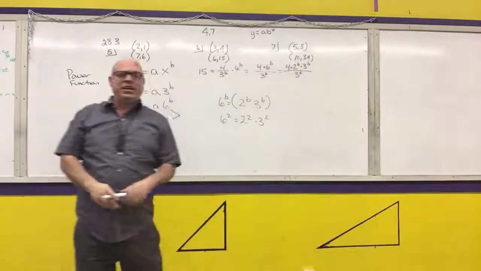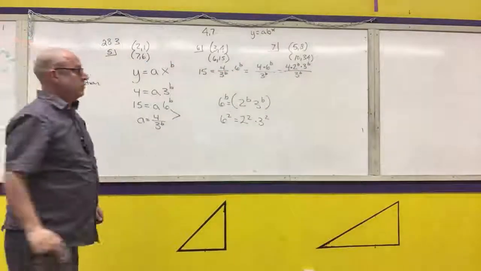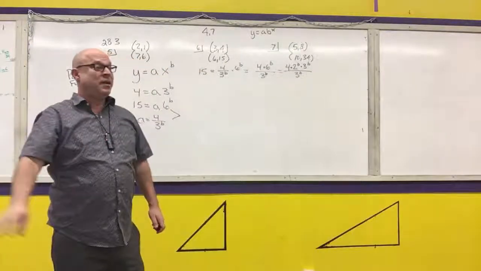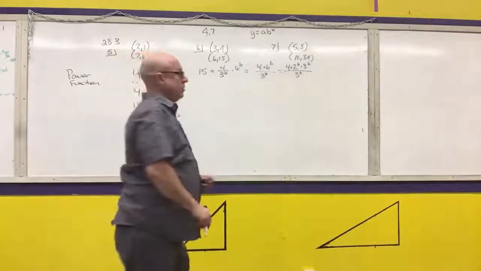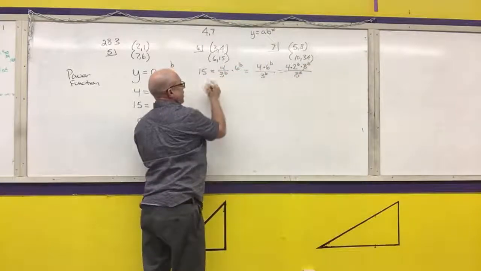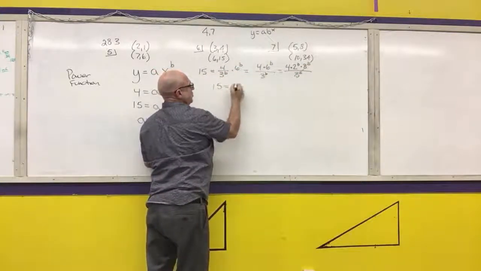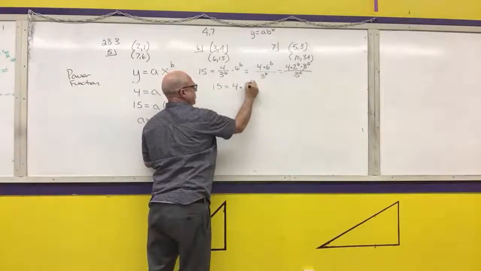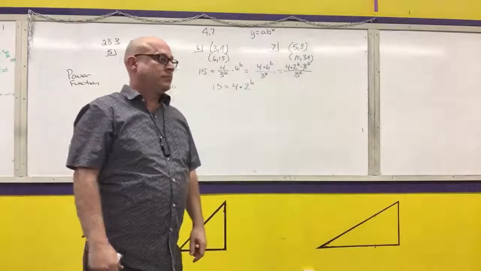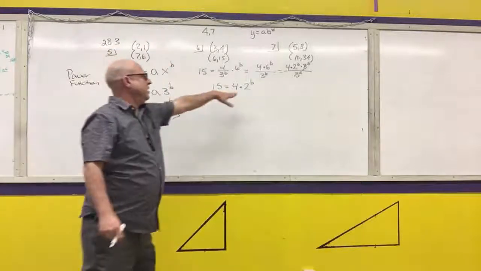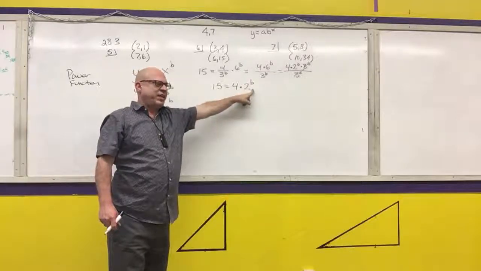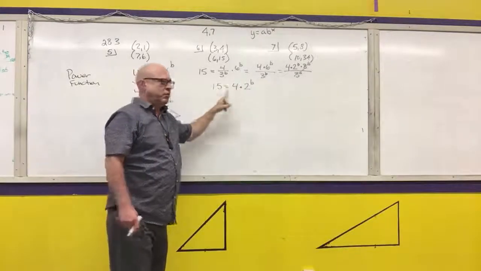Notice I have a 3 to the b in my numerator and my denominator. What's going to happen with those? Any number divided by itself is what? 1. So these cancel. So I now have that 15 is equal to 4 times 2 to the b. I need to get the exponential by itself. So my one step to get the exponential by itself is to divide both sides by 4.